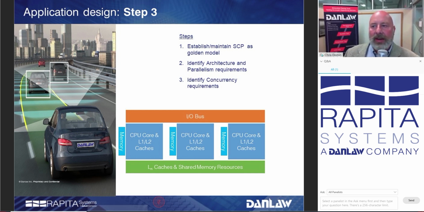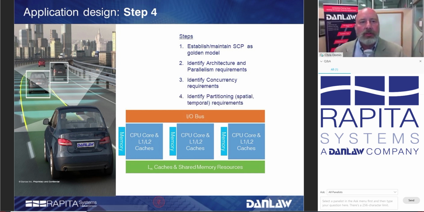From there, the next part of the architecting is to figure out what kind of partitioning requirements you have, or the isolation between the computing resources. Spatial isolation means that the code or data of one partition can't affect the other partition. Temporal isolation means that one partition can't affect the ability of the other partitions to access a shared resource, like memory or a level 3 cache, an I/O bus, that kind of thing.